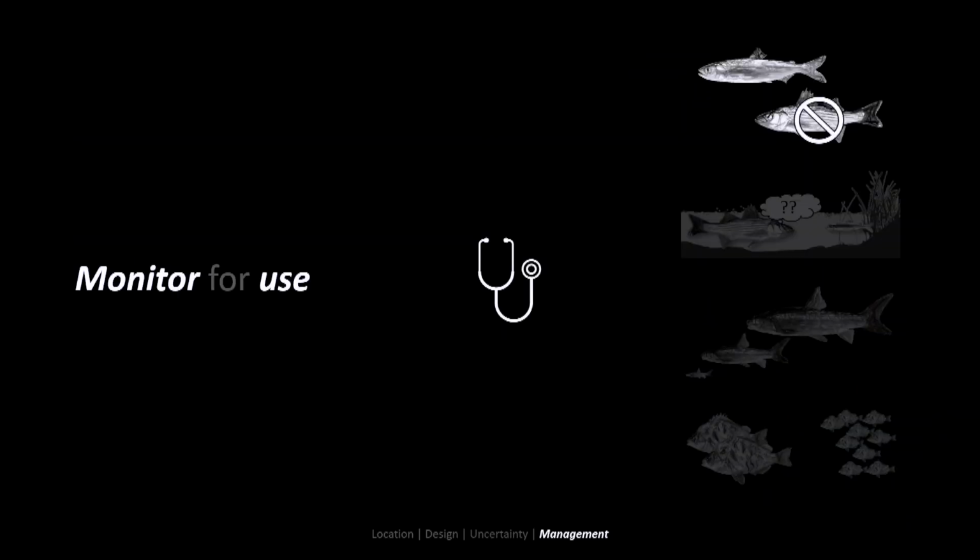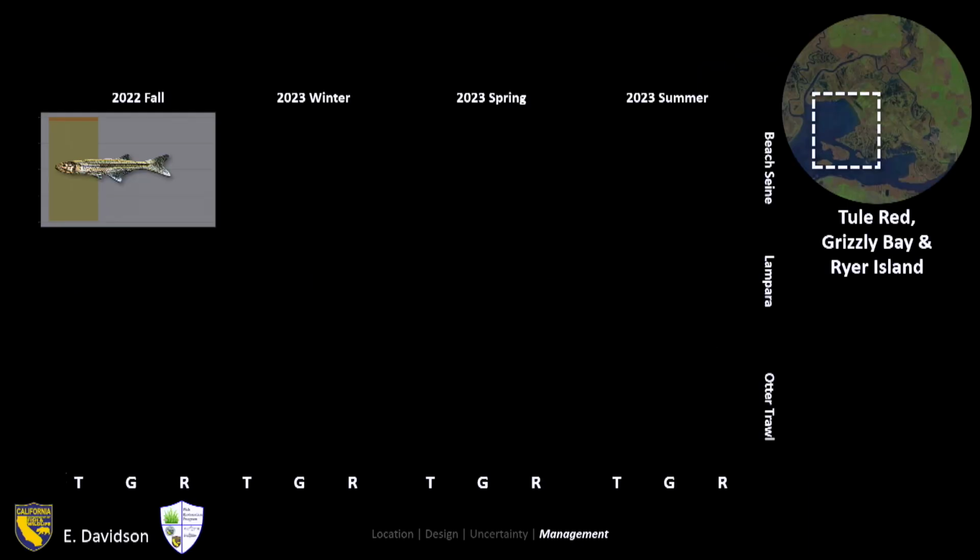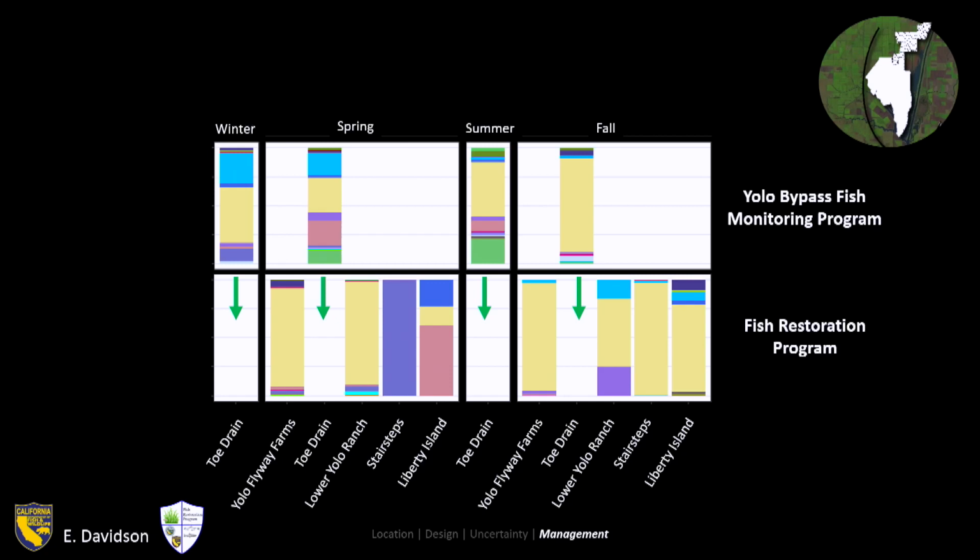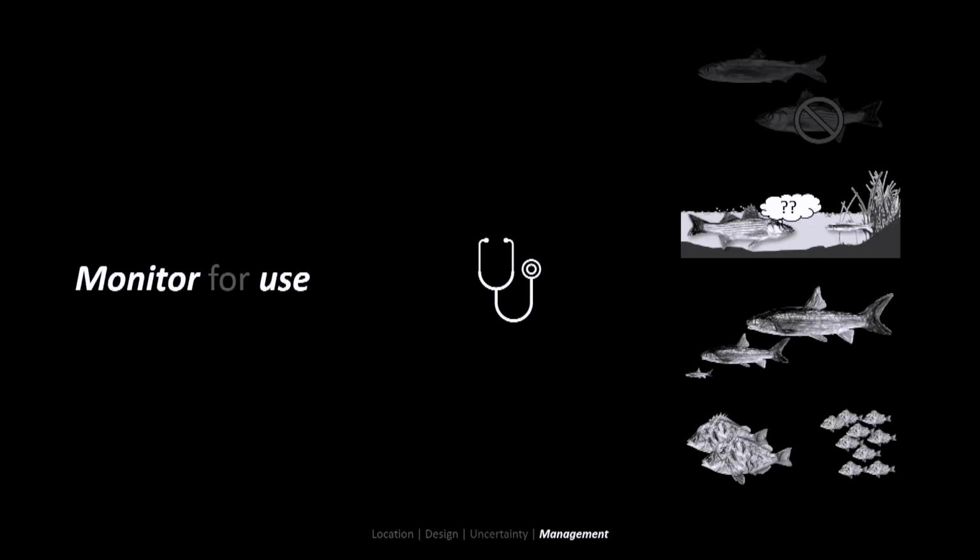We can monitor for use, right? So right now, we are doing, I would argue, a fairly fantastic job of monitoring for occupancy in a lot of these habitats. Our monitoring isn't necessarily designed for all of the uses that these habitats could potentially provide. And that's not to say that that's a problem. It's just, we can't do everything, and so we got to figure it out.